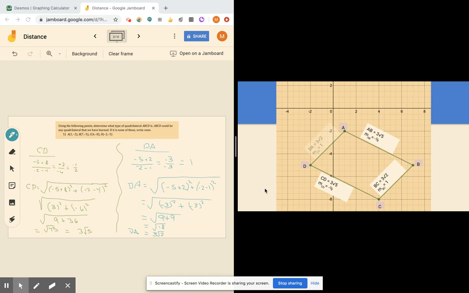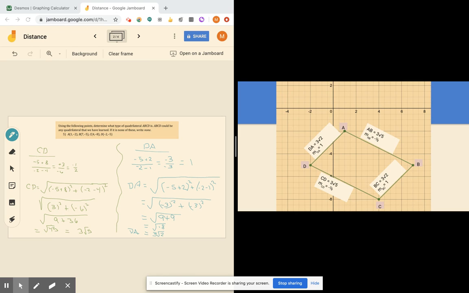All right, so now I wrote out all the slopes and I wrote out all of the lengths. So now we start comparing things. If you notice, the opposite sides have the same slopes. If they have the same slopes, remember they're parallel. So all opposite sides are parallel. You automatically know you have a parallelogram.